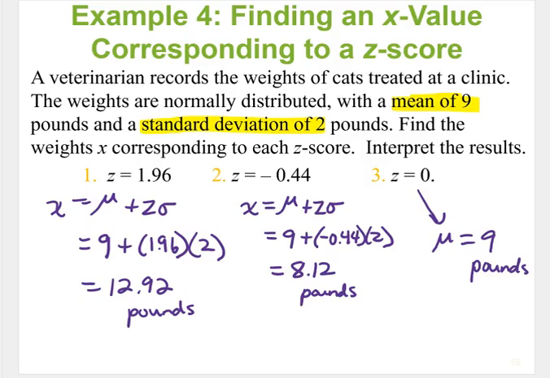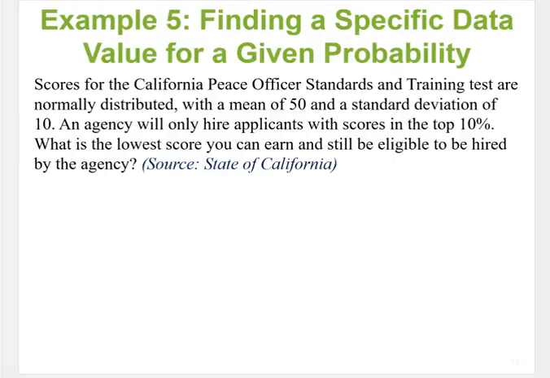All right, so let's work completely backwards and see what happens. Scores for the California Police Officer Standards and Training Test are normally distributed with a mean of 50. That's important, so I'm going to highlight that, mean of 50, and a standard deviation of 10. An agency will only hire applicants with scores in the top 10%. What is the lowest score you can earn and still be eligible to be hired by this agency?